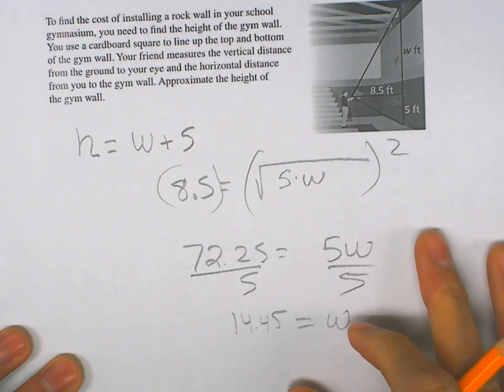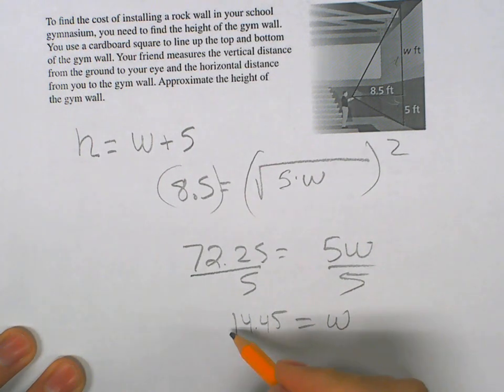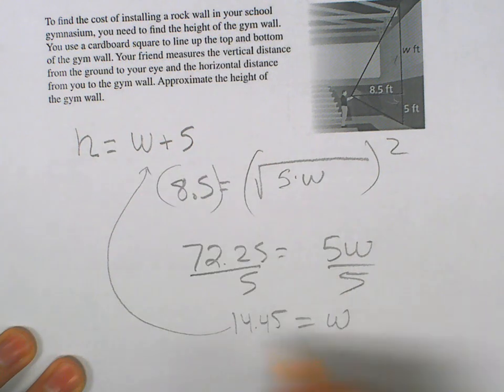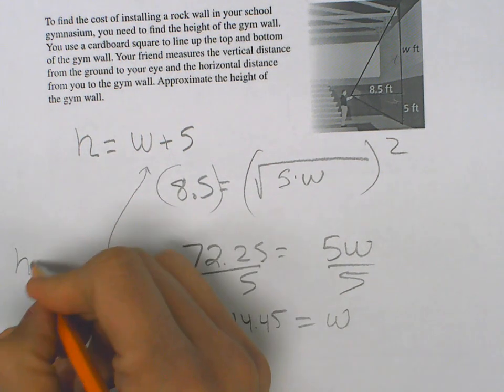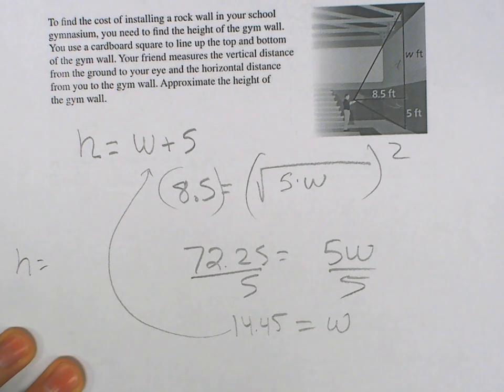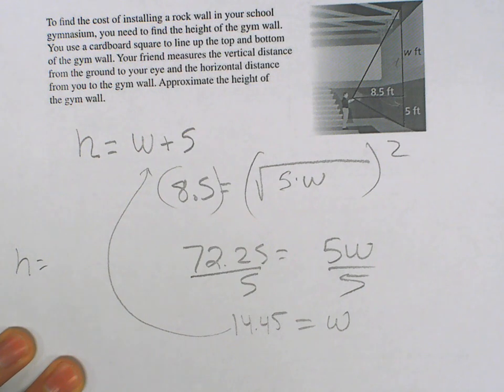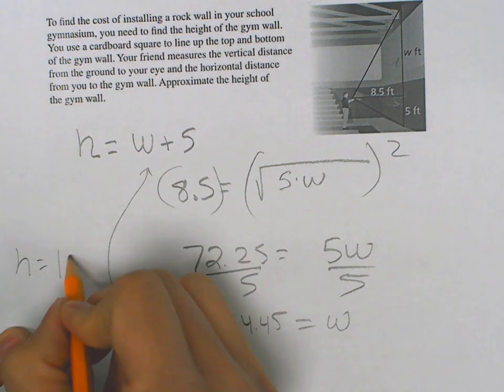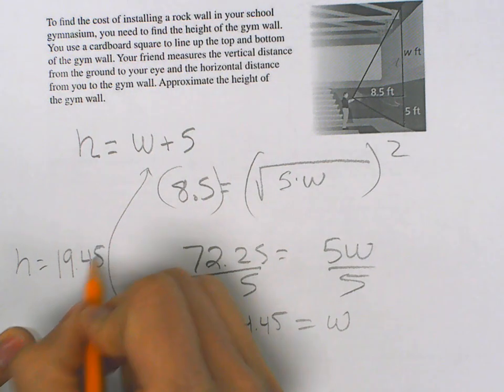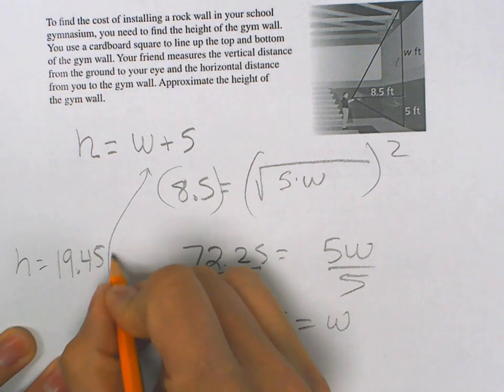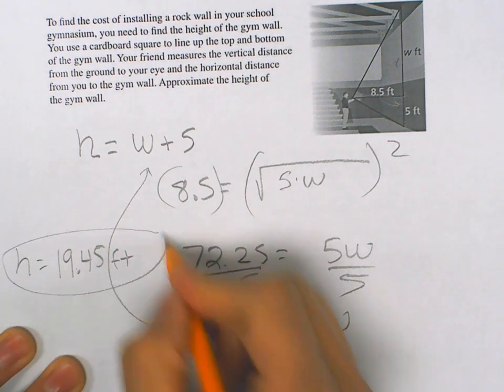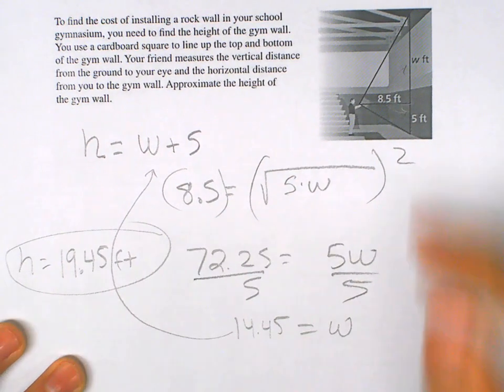Now that's not the answer, because we need to go back and plug that in. The height of the wall is going to be 14.45 plus 5, which gives me 19.45, and that is in feet. So that, ladies and gentlemen, is the solution to our problem.